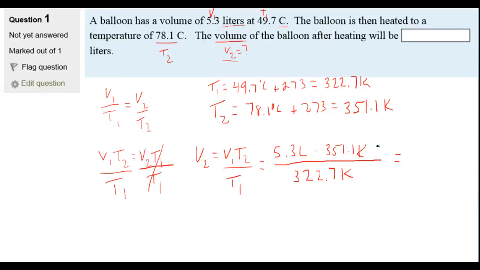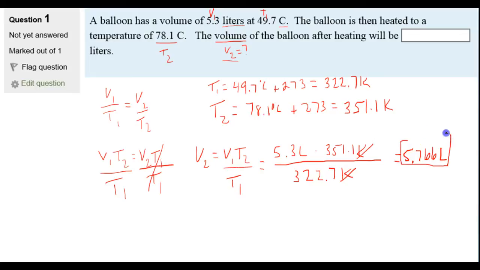We're going to go ahead and round all these to the thousandths place. We're not going to use significant figures here. If your teacher is requiring you to use sig figs, please pay attention to the sig fig rules. But we're just going to round this to the thousandths place. Our final answer here is 5.766. 5.766 what? Well, Kelvin will cancel out, leaving you with liters.